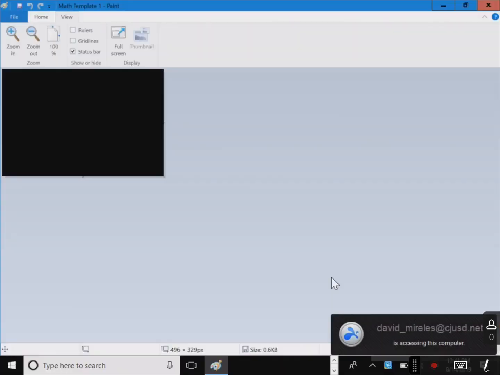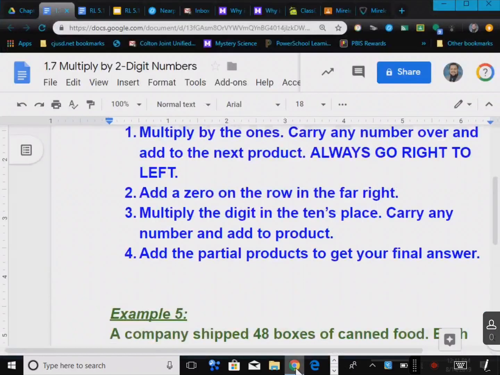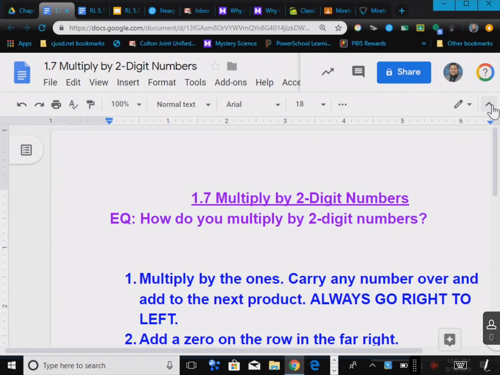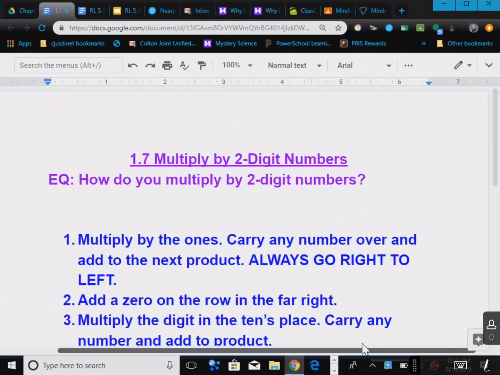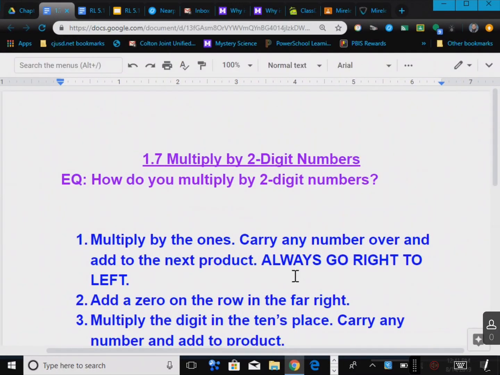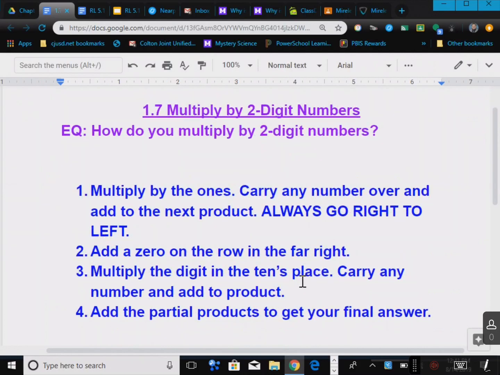Let's see if we can fix this here. So I'm going to go ahead and put the terms and definitions and rules up. The essential question is, how do you multiply by two-digit numbers? Okay, there's the title. Go ahead and pause that if you need to. And please write down the rules.